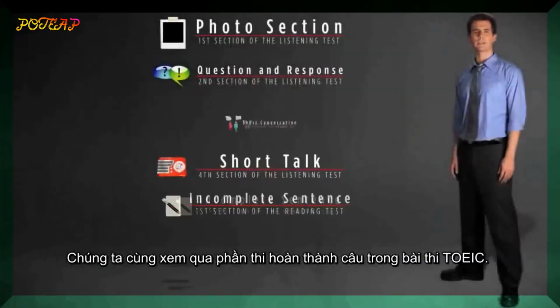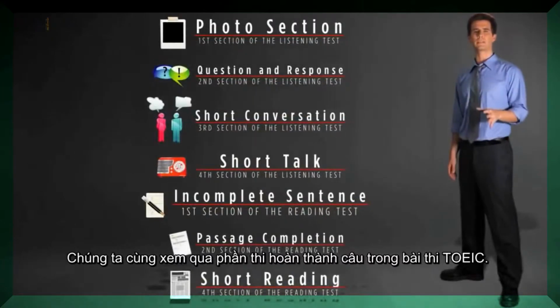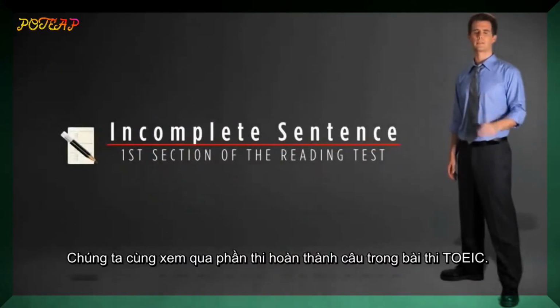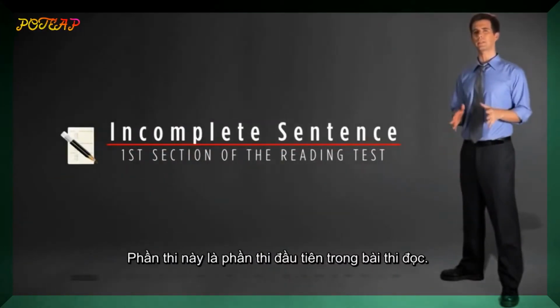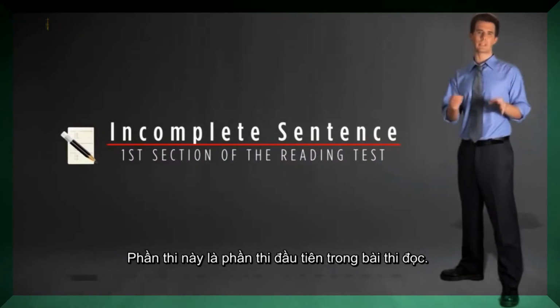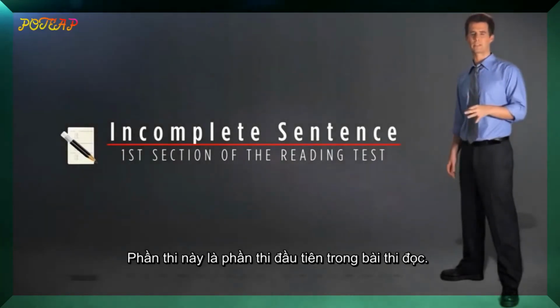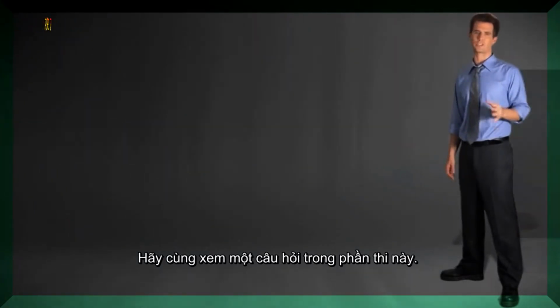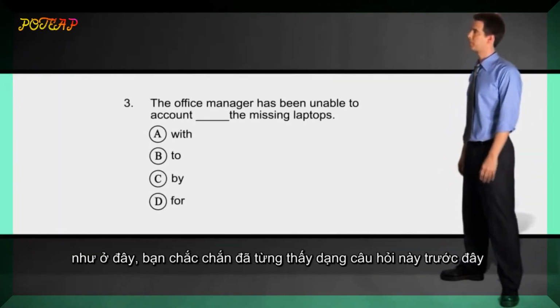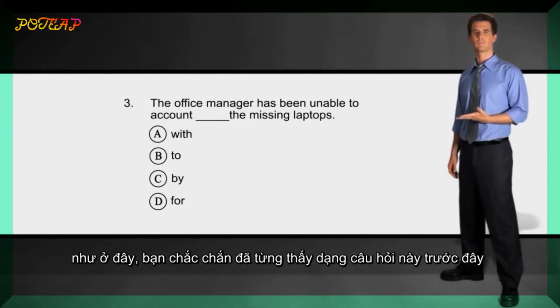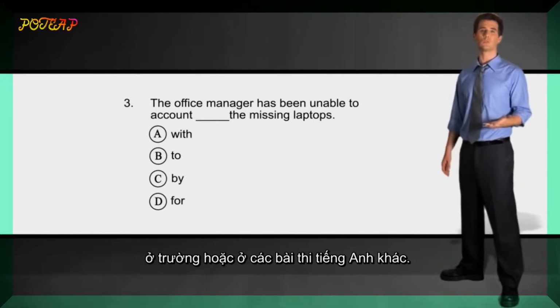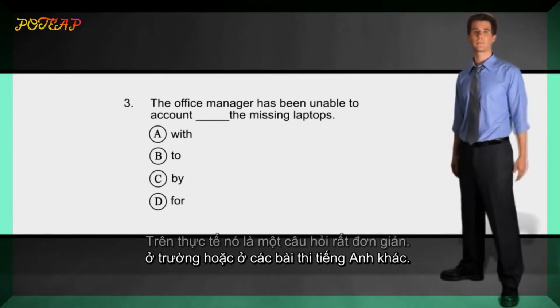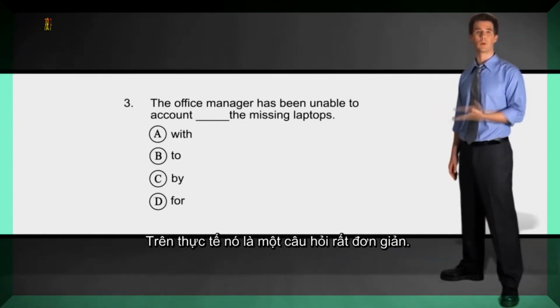Today, we're going to take a look at the incomplete sentence section of the TOEIC test. Now, the incomplete sentence section is the first section of the reading test. Let's take a look at an incomplete sentence question. Okay, here it is. You've probably seen this type of question before in school or some other English test. It's actually a very simple question.